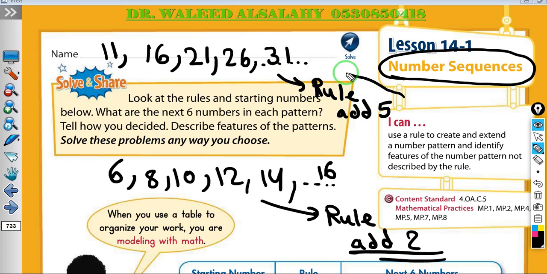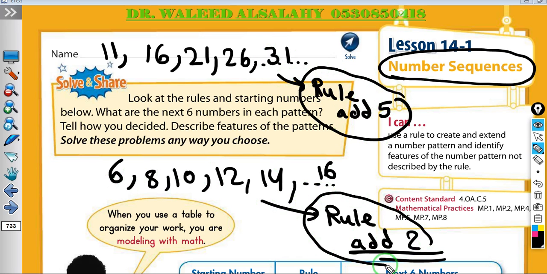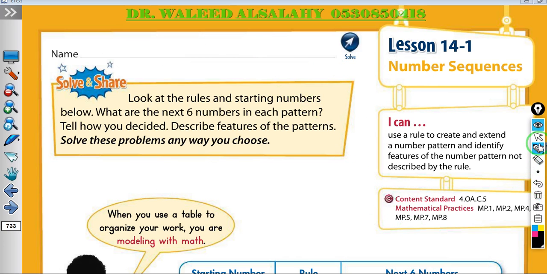What can we conclude, teacher, from this lesson? A number sequence is a group of numbers that follow a constant rule that we can use to get any number. Like when I say, what is the next number here? He said add 2, no problem. I add 2 to 16, the answer will be 18. So this is the number sequence.